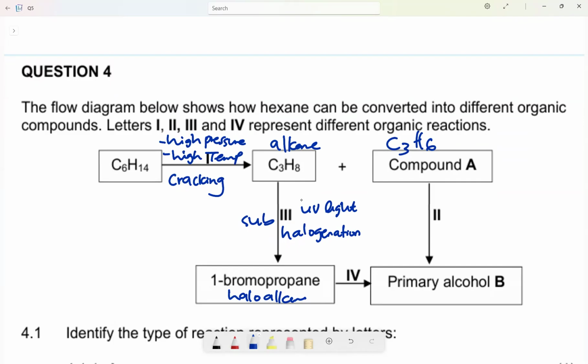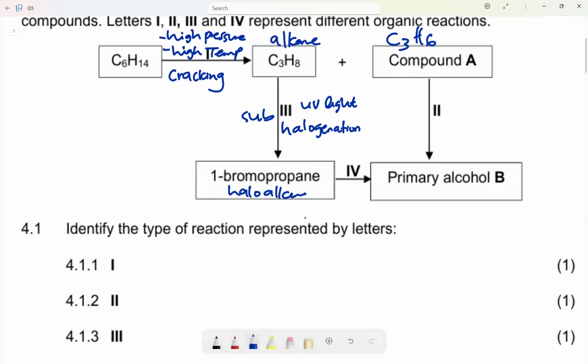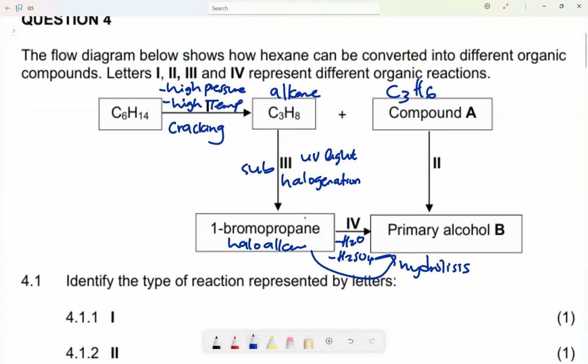Then from the haloalkane, 1-bromopropane, to a primary alcohol. What is that? That is what we refer to as hydrolysis. It occurs in the presence of water, or sulfuric acid as a catalyst between the two. Okay? Then this is also a primary alcohol. Okay? Then this is what? This is an alkene.